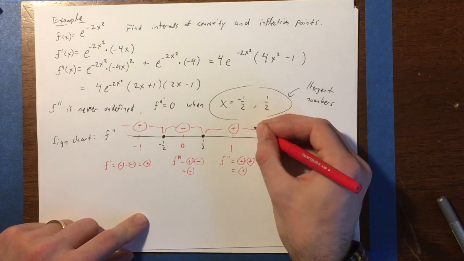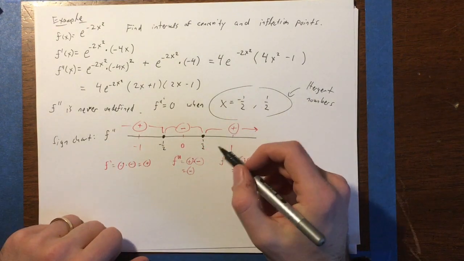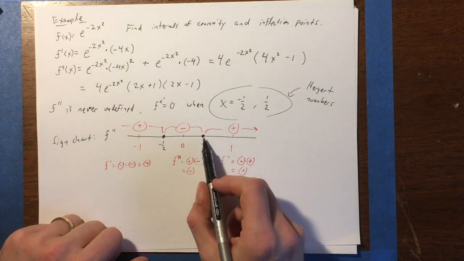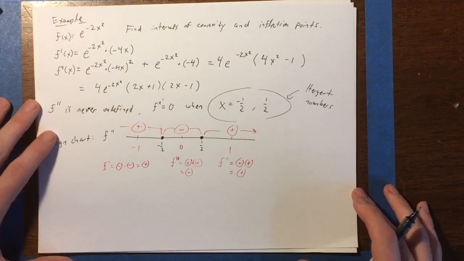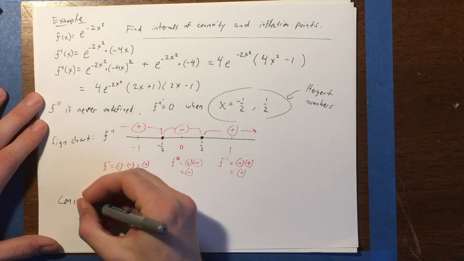So in this case, our signs are alternating. Remember, that doesn't always happen, but in this case it does. So it means that both of these are going to be inflection points. Let's sum up our answer. Remember, we're trying to find intervals of concavity and inflection points. So our answer will look like this.